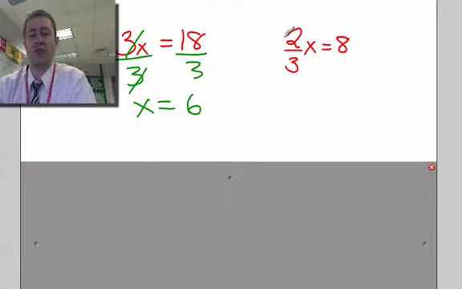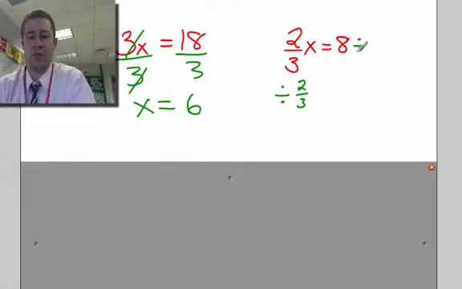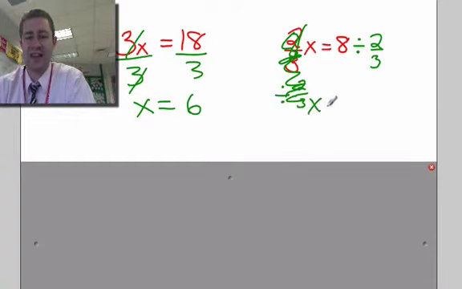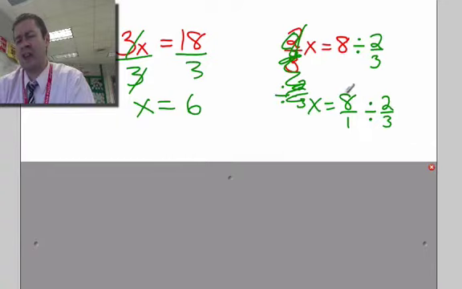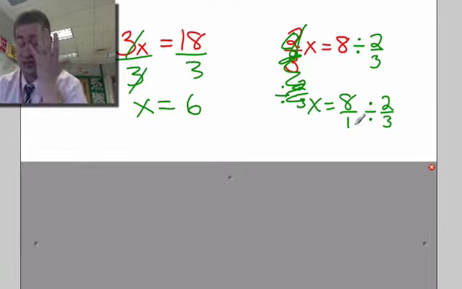And I'm going to divide this. Because I'm multiplying by 2/3, I need to divide by 2/3 to get it by itself. So now, if I do that to this side, I must do that to the other side. So these cancel, and I'm left with x equals 8 over 1 divided by 2/3. Now, if I look at that, I can't just divide this. I need to do an extra step.